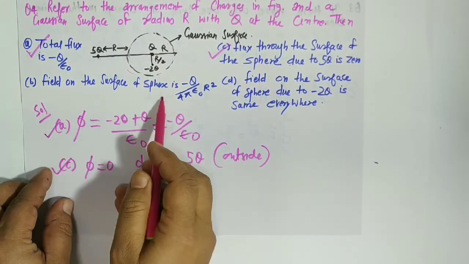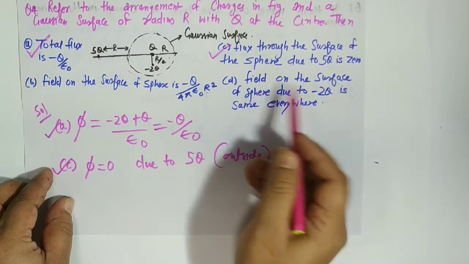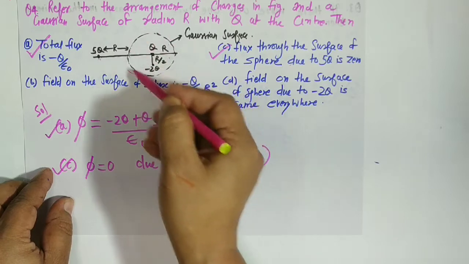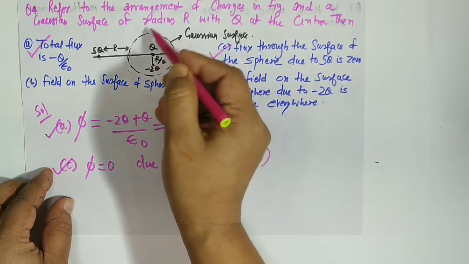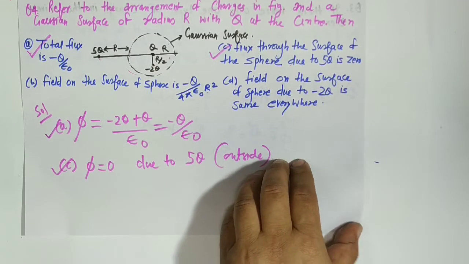Are you getting it? Field on the surface of the sphere will not be this because 5Q is also there. Field on the surface of the sphere due to minus 2Q is same everywhere? No, because the distance from 2Q is different for the surface. So this is question number 4. Got it? So more than one option. We have taken 2 questions.